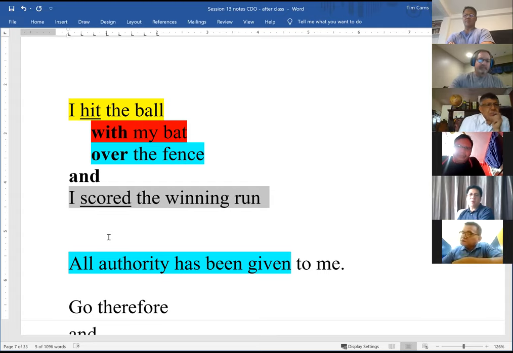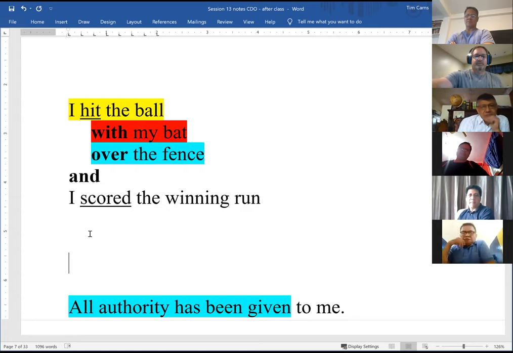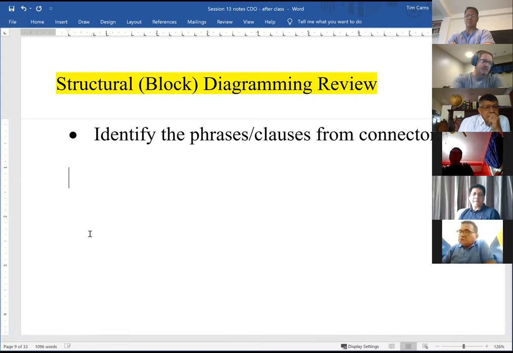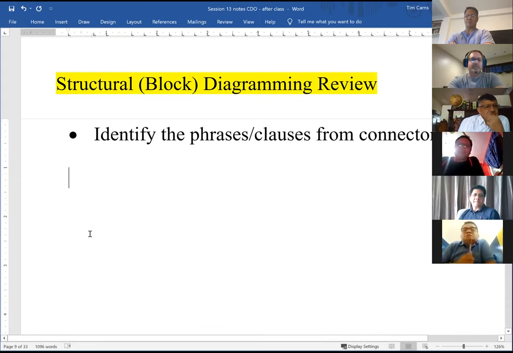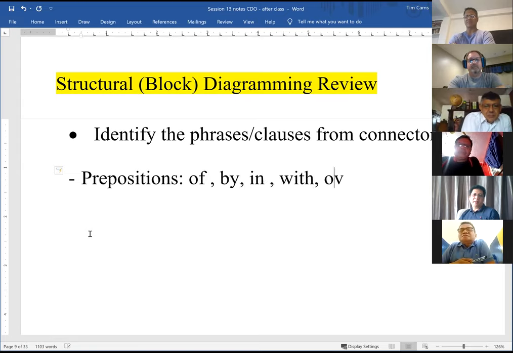Pastor Tim: Should we consider it a matter of rule that subordinate clauses always begin with prepositions? Not always. That's a good question. That segues into this. When we identify phrases and clauses, one way that we do that is prepositions. Those are very common connector words. So do you guys remember some English prepositions? Of, by, in, with, over, through, at. Okay, right? Upon, under, there's a whole list of them.